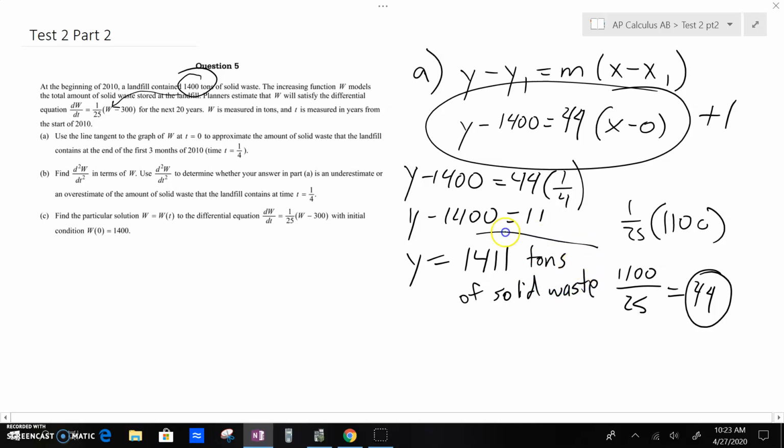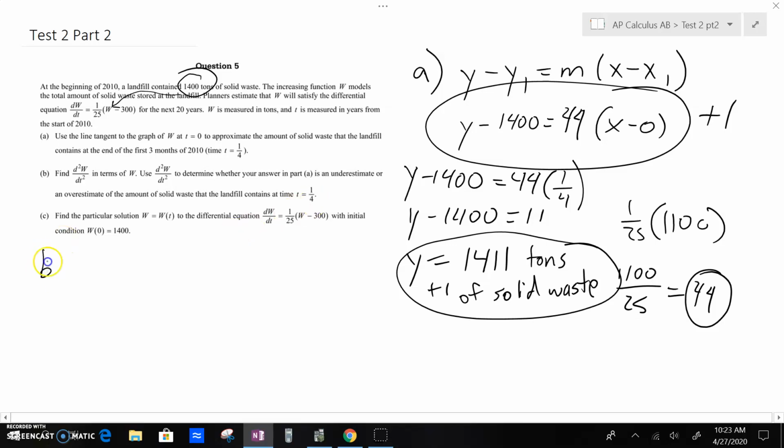Again, not a fun thought, but so be it. And that gets us a point. So that's part A. You get a point for the tangent line approximation. You get a point for the estimate, which is the 1/4 of a year. And then part B actually draws upon that estimate. So it's saying find the second derivative and then use the second derivative to say whether what you got in part A was an underestimate or overestimate for the amount of the landfill at a fourth.